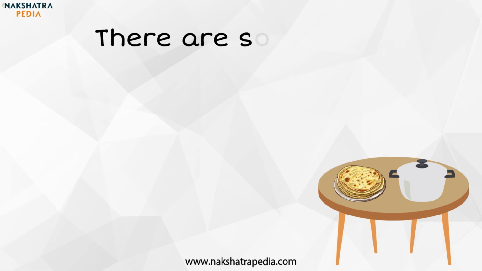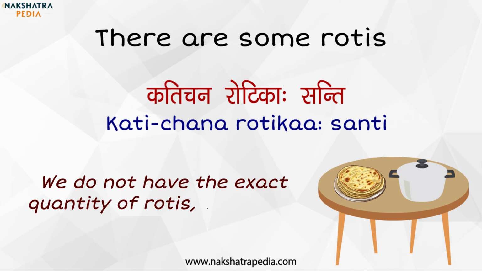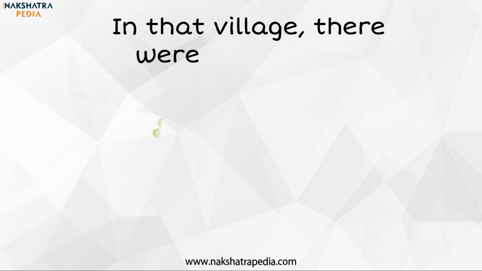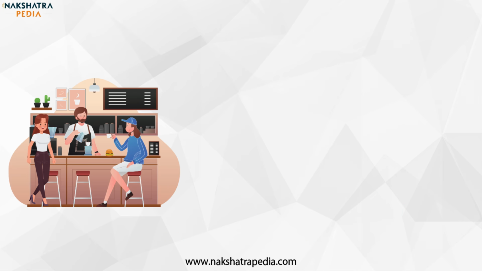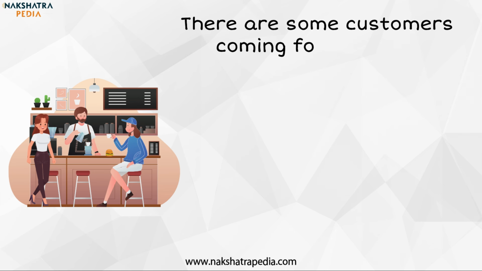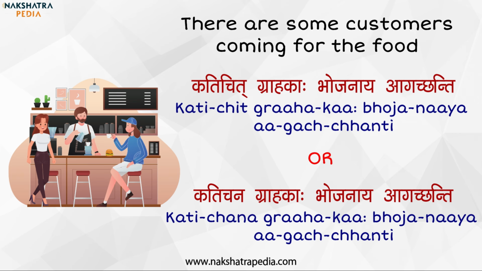Let's take another example. There are some rotis. So it will be Katichana rotikaha santi. Here also I do not have the exact quantity of how many rotis are there, but there are several. Few more examples. In that village, there were some people. Tasmin grame katichana janaha santi. There are some customers coming for the food. Then it will be katichit or katichana grahakaha bhojanaya agachanti. So that's how we use kati with chit and chana.